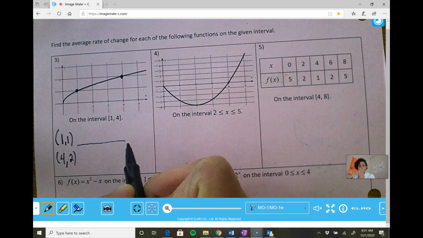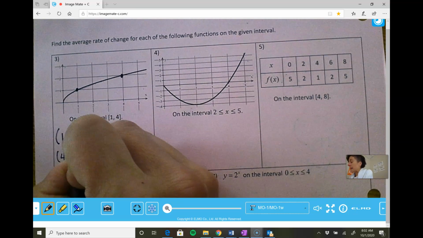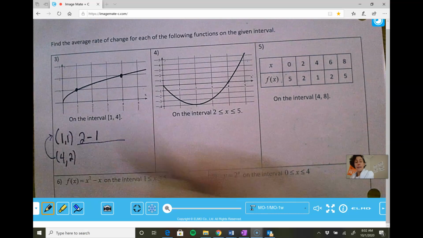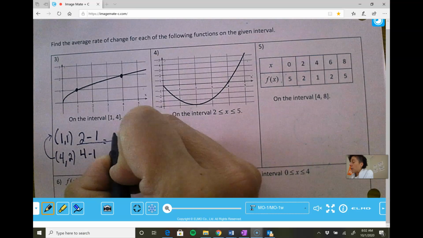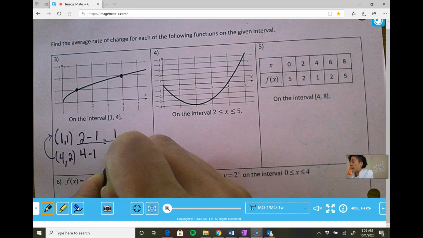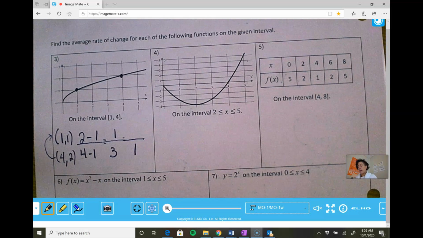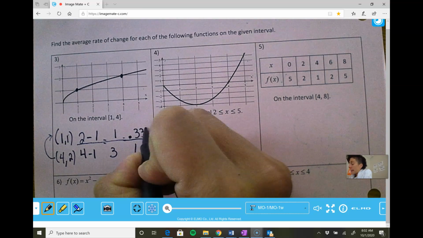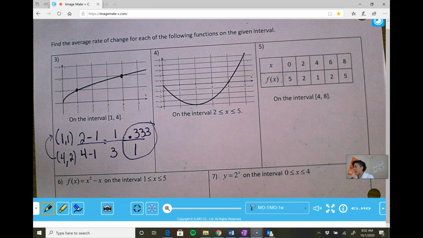So I'm going to take my y's, and I'm going to subtract those on top. So I'll do 2 minus 1 because that's easier. And then that means I'll have to subtract my x's the same way. So 4 take away 1. My numerator gives me 1. My denominator gives me 3. Again, an average rate of change is always over 1. So I'll have to take my calculator, take 1 divided by 3, and I'm going to go 3 numbers behind the decimal. There's nothing to explain here. You're just doing the basic math.